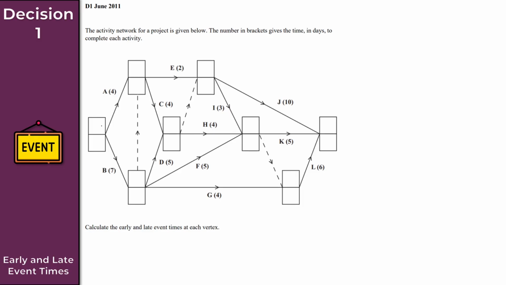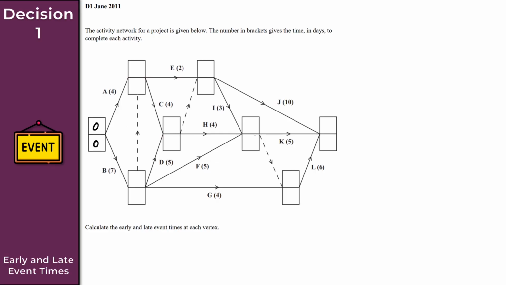So we always start from the source node here. That's the first vertex, and that always starts with 0, so an early event time of 0 and also a late event time of 0. And to begin with here, we implement a forward pass. So we start from the source node and we work forward towards the sink node, the final vertex. And in a forward pass, what we're actually finding is the early event time for each vertex.